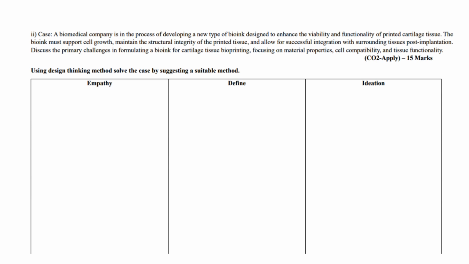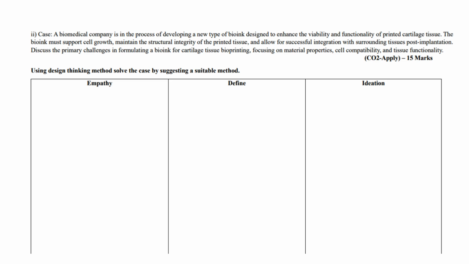In the first case study, we talked about the process and the bioprinting techniques. Here in case 2, we are going to focus on the bioink. So we need to consider a case of a biomedical company in which the process of developing a new type of bioink designed to enhance the viability and functionality of printed cartilage tissue is underway. So the key is cartilage tissue here.